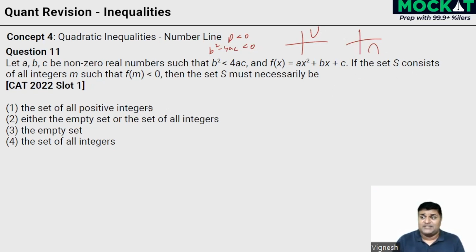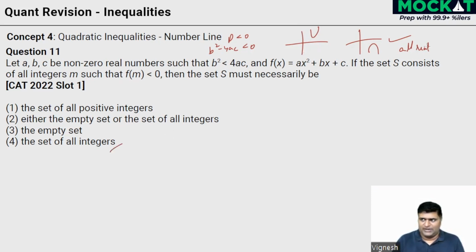Fine. If the set S consists of all integers m such that f(m) is less than 0, then set S must necessarily be... set S consists of all integers m such that f(m) is less than 0. If f(m) has to be less than 0 over here, for all the real numbers, then all real numbers itself, right? All real over here, if this is the curve. Now, what if this is the curve? f(m) is less than 0, it's not going to be at all there, right?